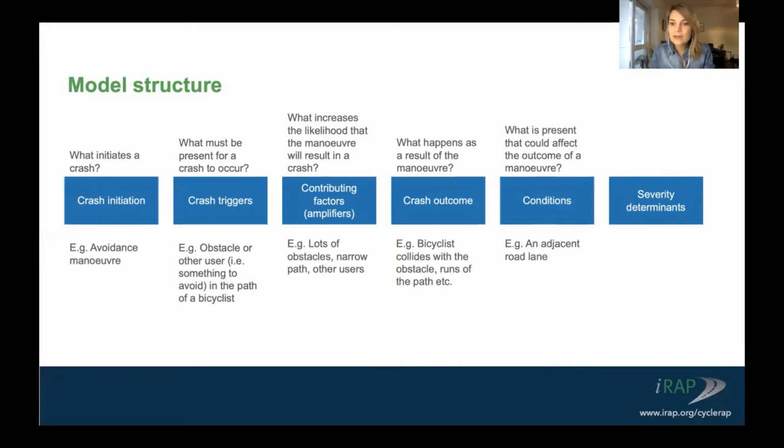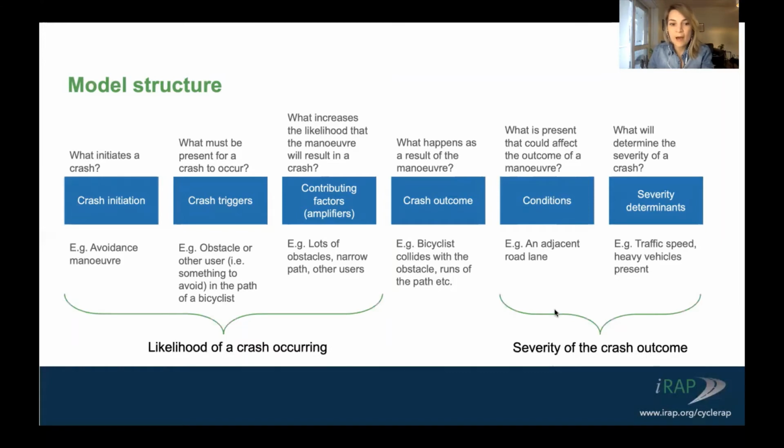And finally, we look at the severity determinants. If there is a road lane and vehicles are traveling at high speed, we can expect a more severe injury. So the first half of the model represents the contribution to the likelihood of the crash, and the other half, how severe the impact might be.